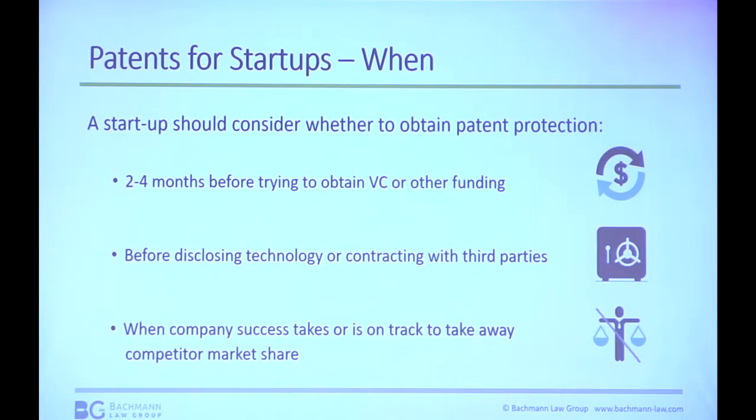So when should a startup consider patents? Well, based on those things we talked about, those are the key points. So if you're going to look for VC funding, I would say 2 to 4 months before you're applying, consider whether or not those VCs may want to see a patent pending and file for a provisional patent. If you're entering a contract with a third party, at some point before you disclose the details of your technology, do it before then. And then if your company is really successful or is on track to take away competitor market share, you should definitely be considering whether to obtain any patent protection.